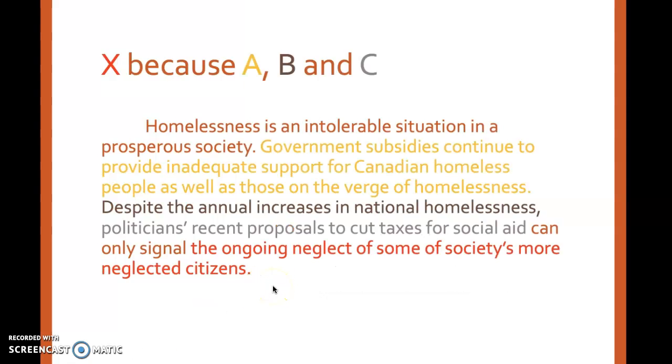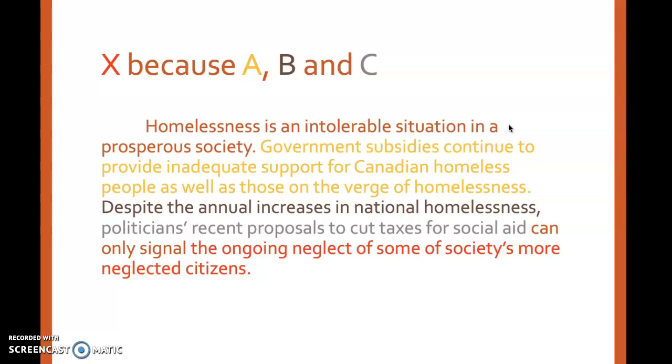Here's another example. If we read through this, "Homelessness is an intolerable situation in a prosperous society." That's our opening general statement. It isn't too general. For example, homelessness is bad. That would be too general. Of course it is. Everybody kind of agrees with that. "Homelessness is an intolerable situation in a prosperous society" gives us a little more insight into the direction of the paper.